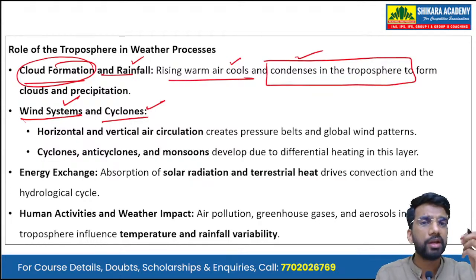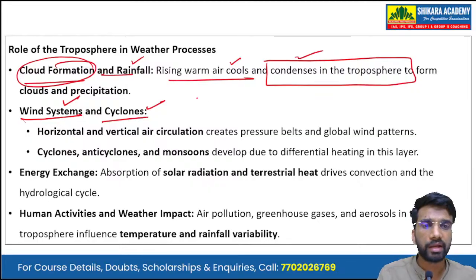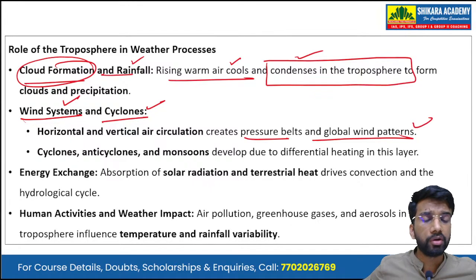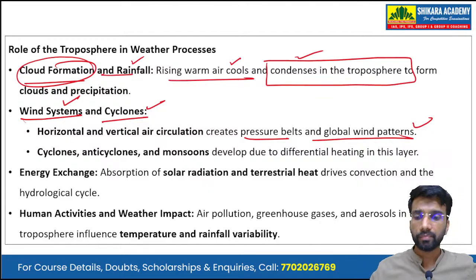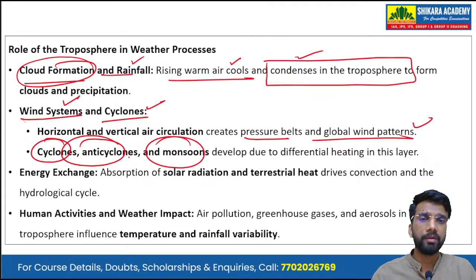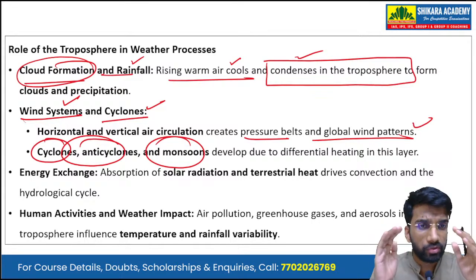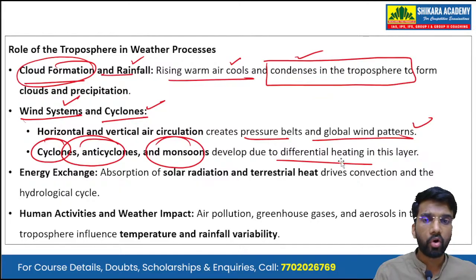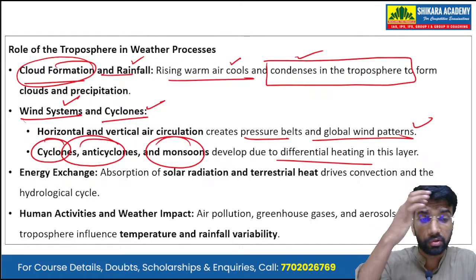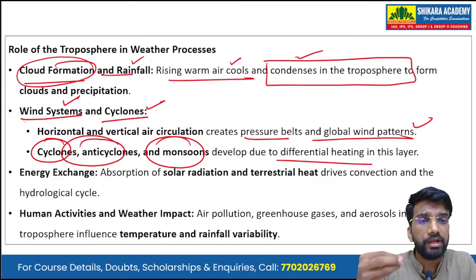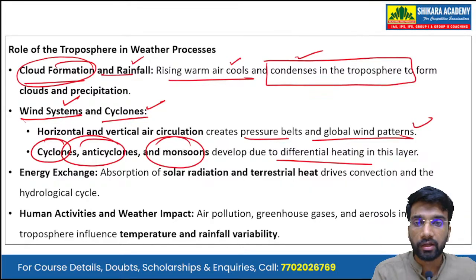Then there are wind systems and cyclones. Horizontal as well as vertical air circulation in the troposphere creates pressure belts and the global wind patterns. So the troposphere is vital for global wind patterns around the world. The cyclones, anticyclones, monsoons, the tropical cyclones as well as the temperate cyclones, they all develop and flow because of differential heating in the troposphere layer.